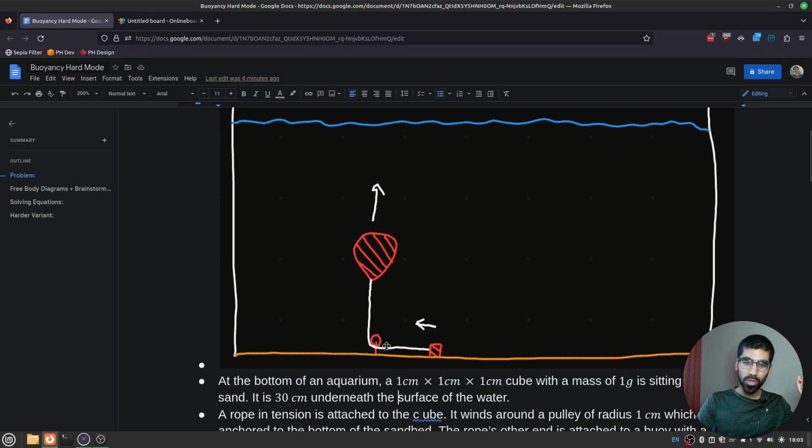So really what we're going to have is the buoyant force of the buoy that is pushing it up. It is going to be just about the same as the resistance from the water and the friction from the sand acting on the cube. So in this particular question, in this condition, nothing is actually moving yet.